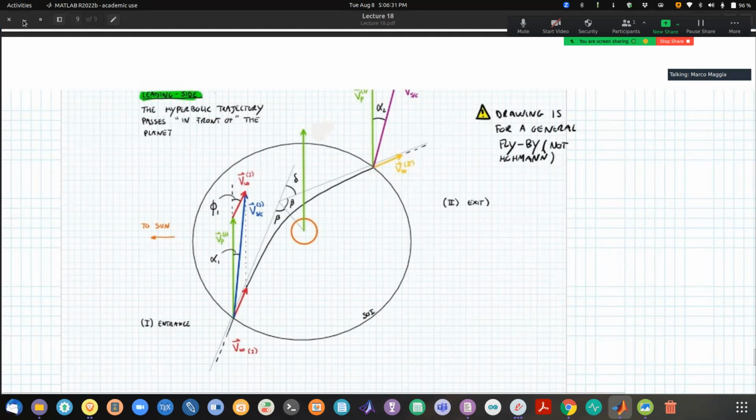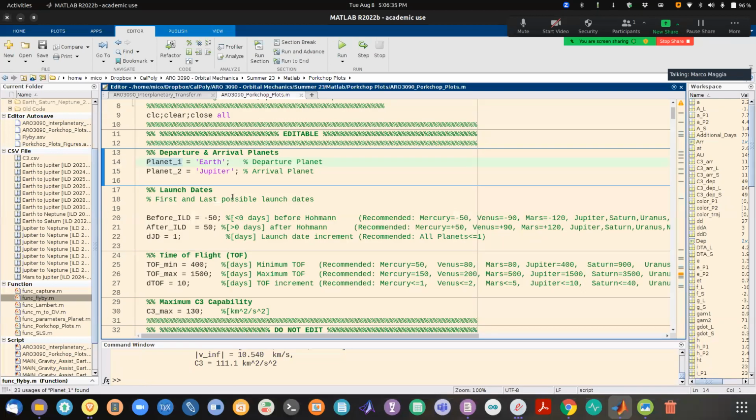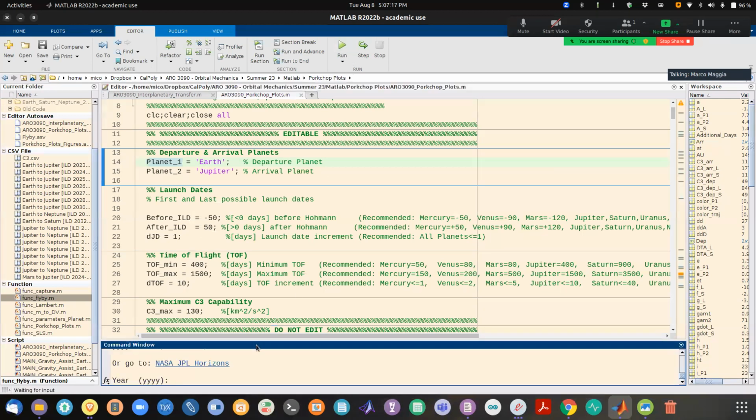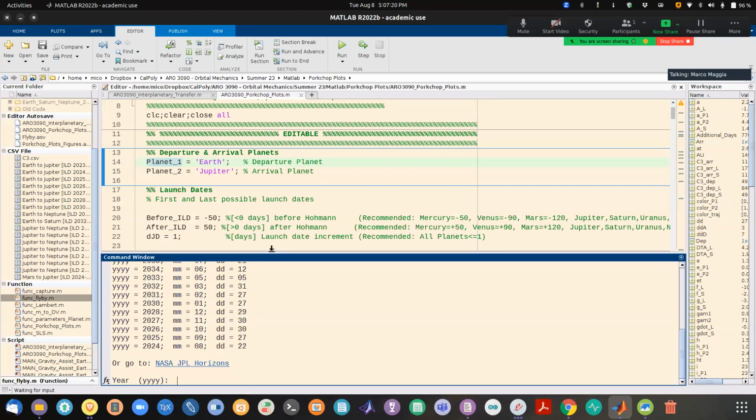With that being said, we should start generating the Porkchop plots for the first leg of the journey, that is from Earth to Jupiter. So here, looking at the suggested times, we can choose before and after the ideal launch date, minus and plus 50 days. And if you want a pretty precise Porkchop plot, you can just keep the increment to 1 day, whereas for the time of flight, again, this is always from Earth to Jupiter, we can choose 400 to 1500, and you can leave it at 10 or you can reduce it later on. We're just going to leave it at 10 because it's still going to take a little bit to generate the Porkchop plot.